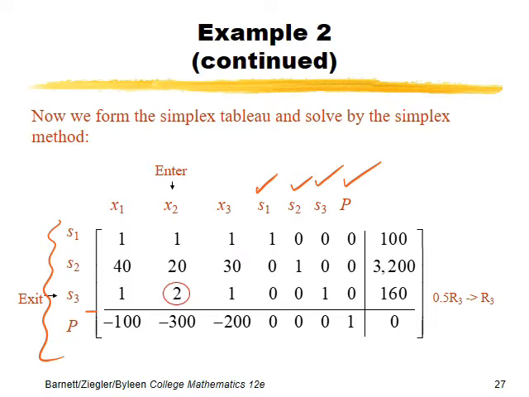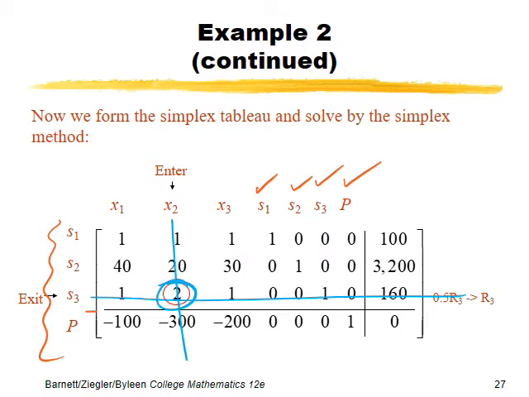In the bottom line, the most negative number is minus 300. So this is our pivot column, and now we want to decide the pivot row. You will divide 160 by 2, 3200 by 20, 100 by 1. The smallest quotient is 80. So this is our pivot row, and this is our pivot element, because this was the pivot row, this is the pivot column. So this is our pivotal element.